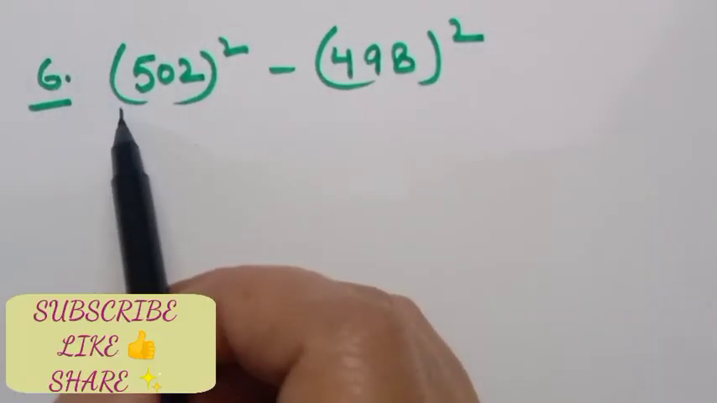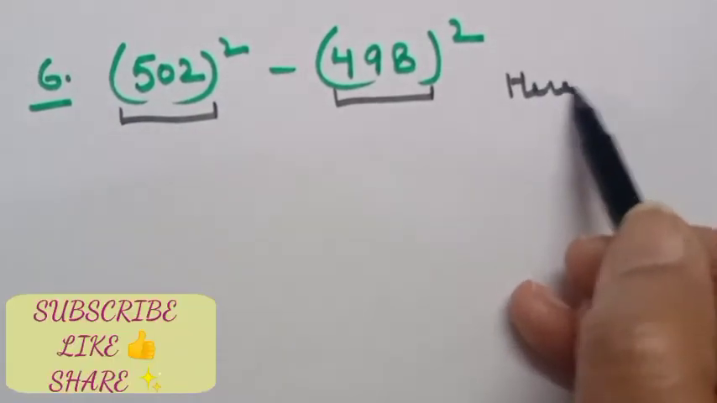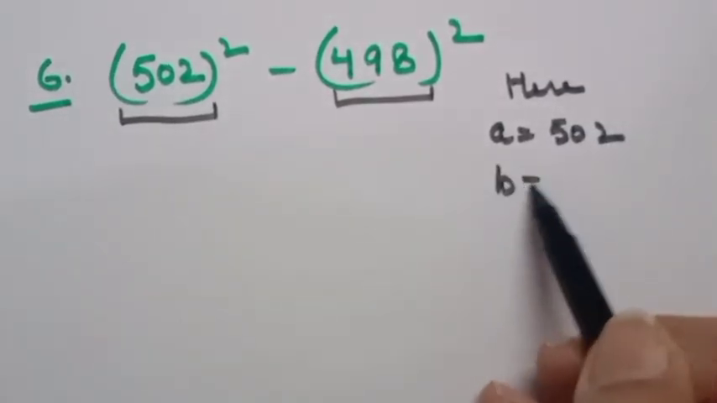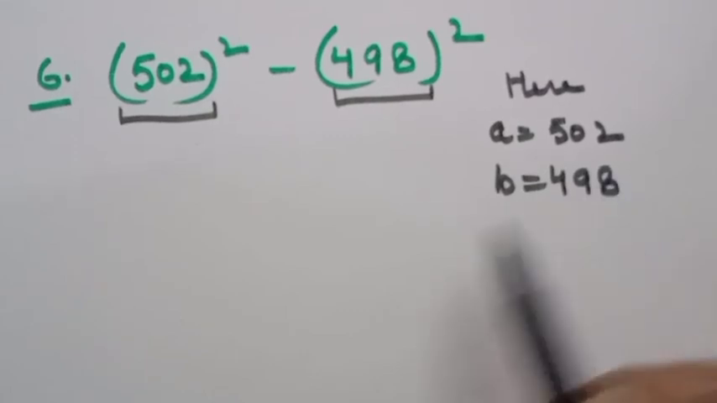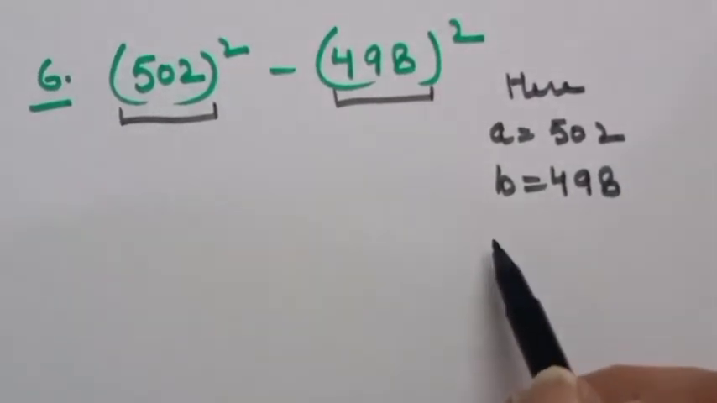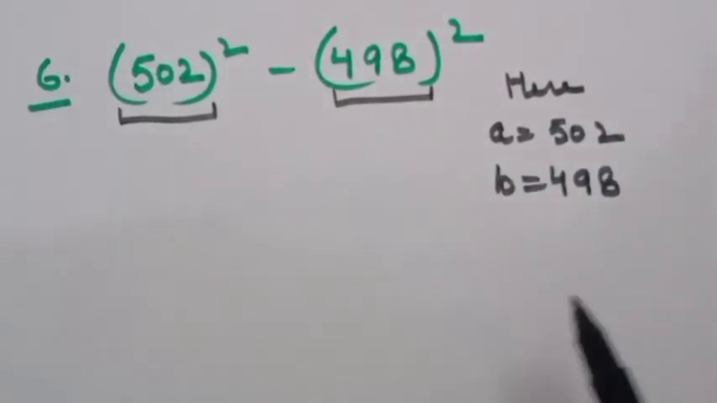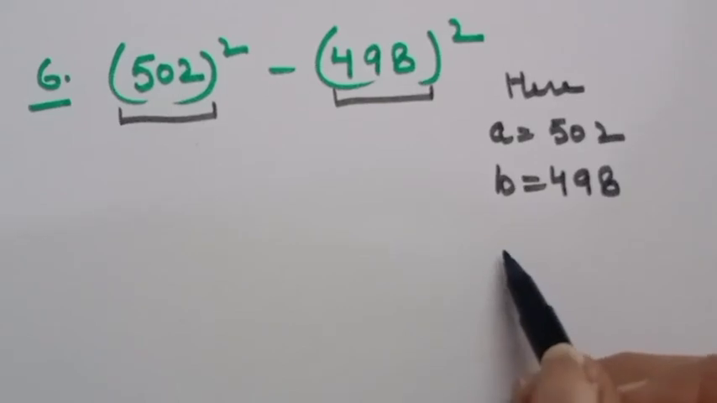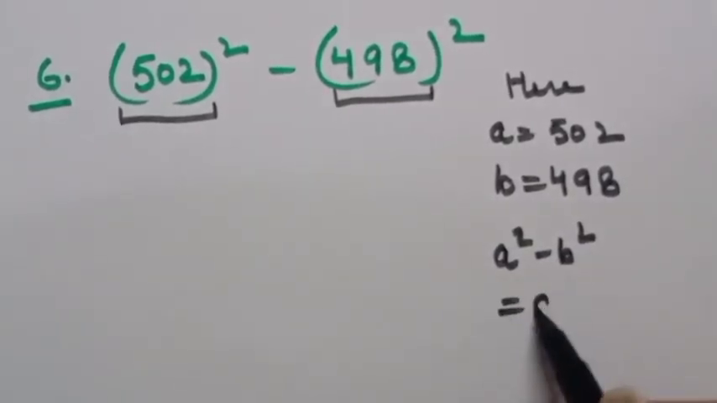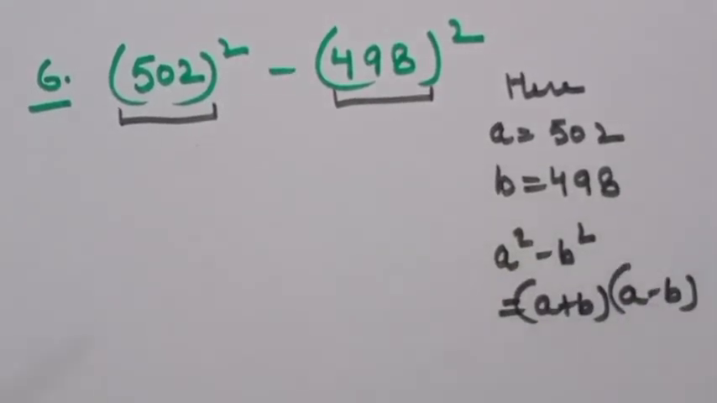So here the last question of this video, we have 502 square minus 498 square. Super easy question. Simply you can see both the terms are in square. Start the comparison, which is a is equal to 502, b is equal to 498. So you know what you have to do. You have to apply the values and apply the identity, that is a square minus b square is equal to a plus b and a minus b.